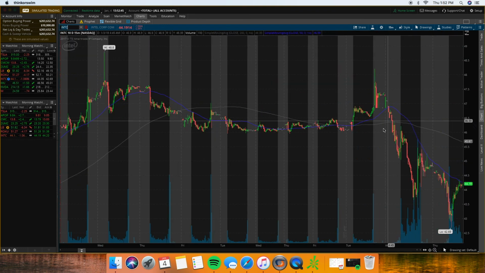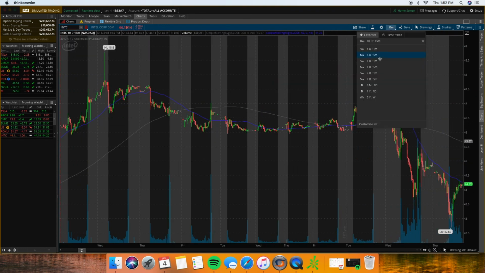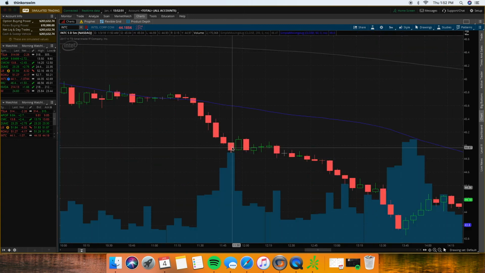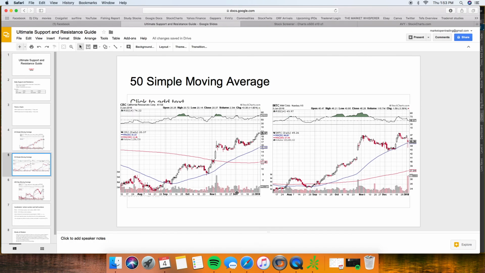Remember that it consolidated right around the 250. I think I pulled it up on the 5-minute chart. Remember, it consolidated right here. And as it broke, it had a very violent reaction straight down. So remember that stocks get their roadmap from the daily chart. Don't forget that.